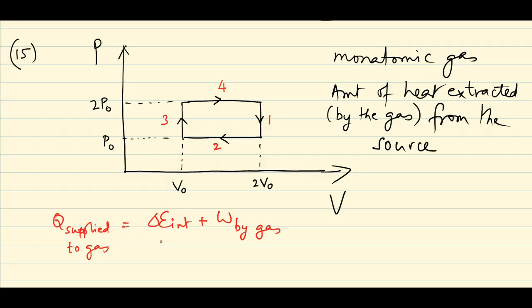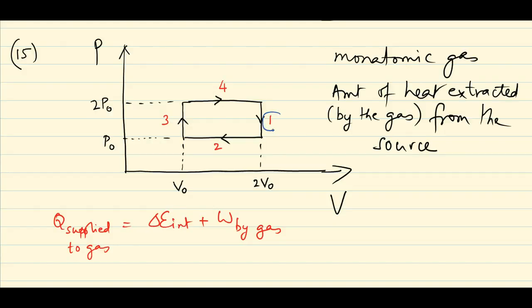So it's easy to find the sign of delta E internal, at least sometimes, and it's easy to find the sign of the work done by the gas, and when I add these two, it might help me to find whether the heat supplied is positive or negative. And remember, we are interested in those branches where the heat supplied is positive. So let's look at branch number 1 first.